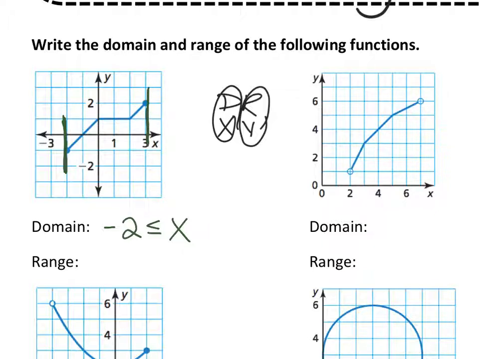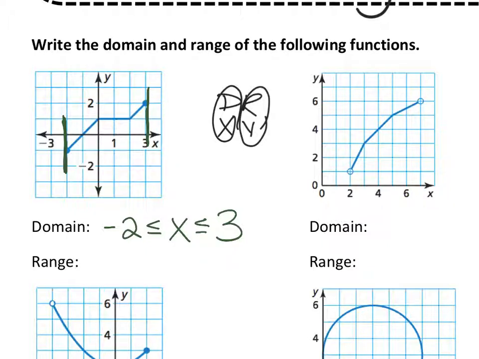What's the right number? 3. That's the furthest right that this graph goes. It's also closed. And voila, I've written the domain for this function. I'm telling you in a math sentence that this function shows up between -2 and 3. -2 and 3. That shows up, right?